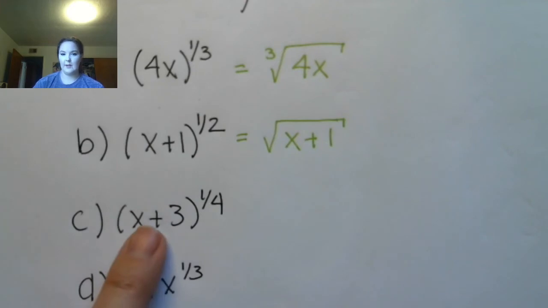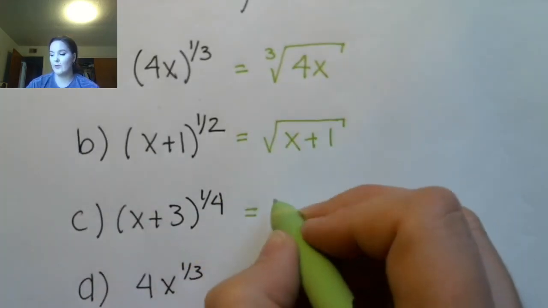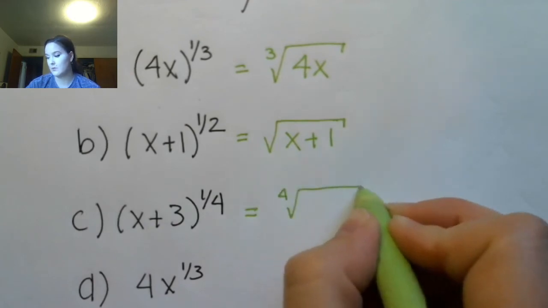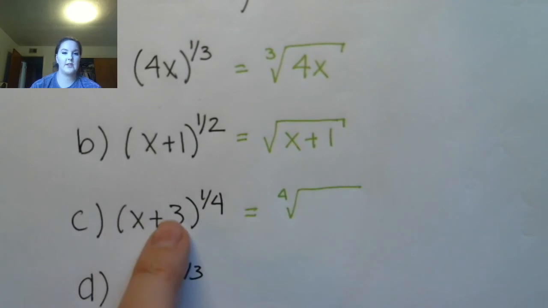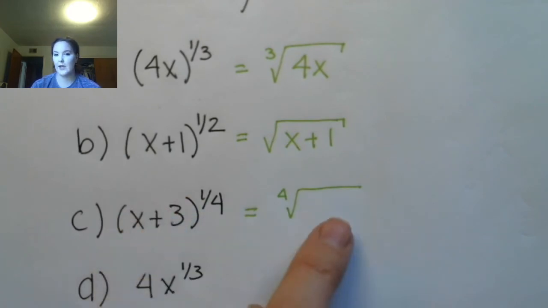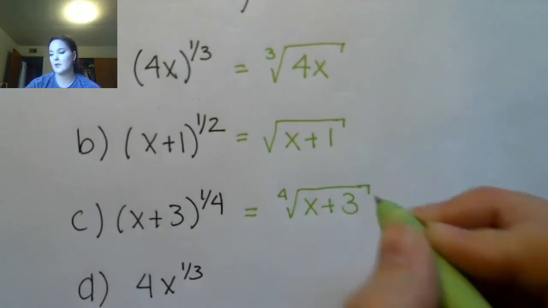So the whole expression goes inside of the radical. Same thing here. This time we do need to write the index because we have a fourth root. And now because this thing is in parentheses, that whole expression is the base. So the whole expression x plus 3 becomes my radicand.